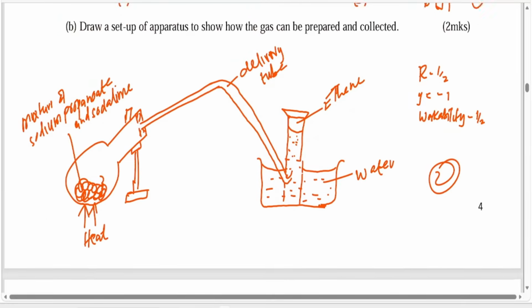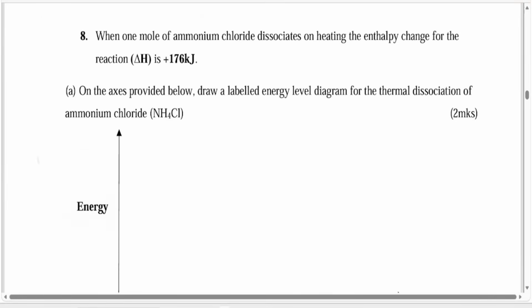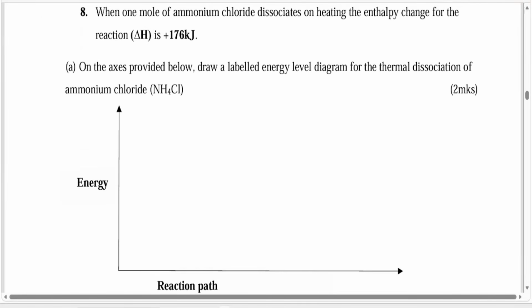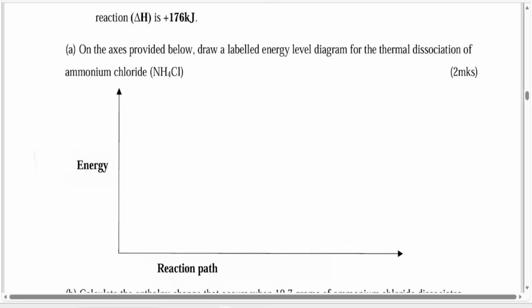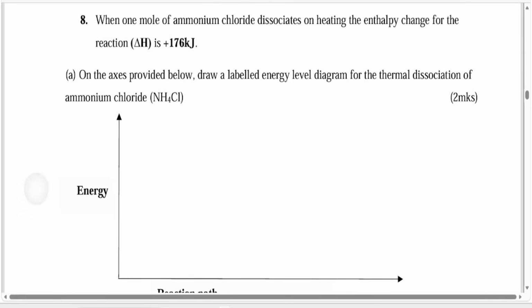Moving to the next question: when 1 mole of ammonium chloride dissociates on heating, the enthalpy change for the reaction is positive 176 kilojoules. On the axis provided below, draw a labeled energy level diagram for the thermal dissociation of ammonium chloride. So the reaction, as we can see, is endothermic, meaning from the reactants to products, it's increasing, so it's going to go up.